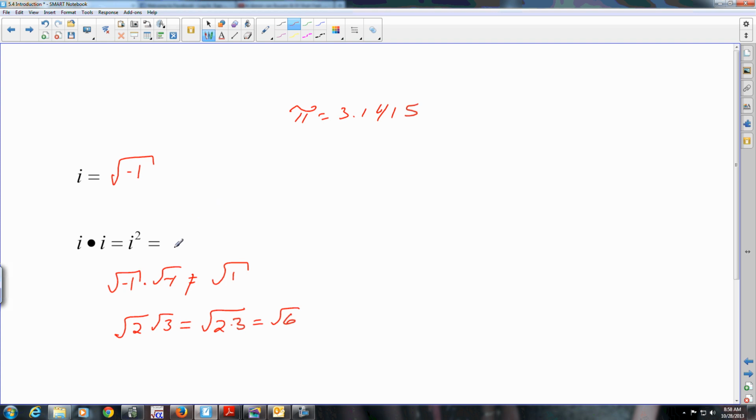So think of it this way. It's the square root of negative 1 squared. And a square cancels a square root, so i squared is negative 1. So i is the square root of negative 1, and i squared is negative 1. Okay.